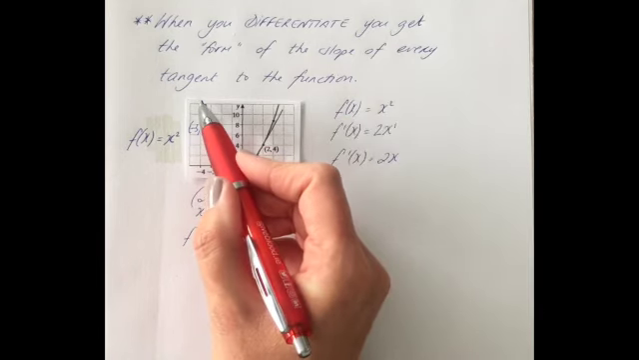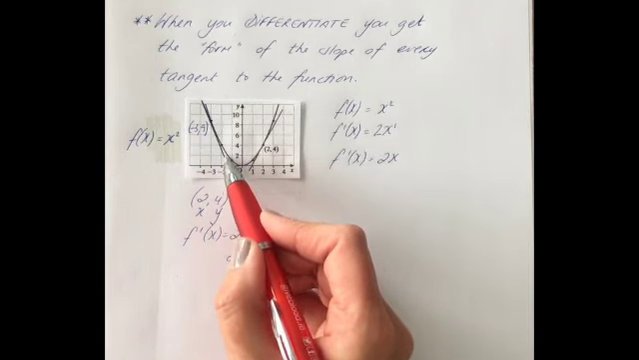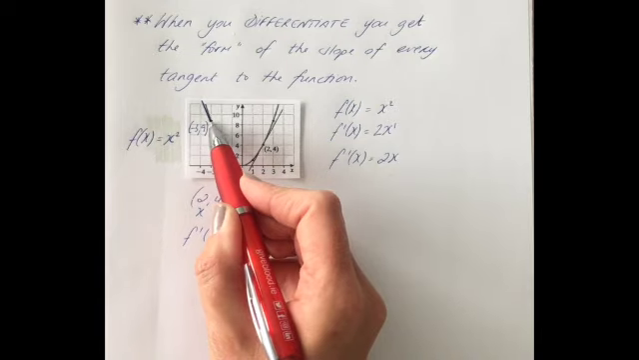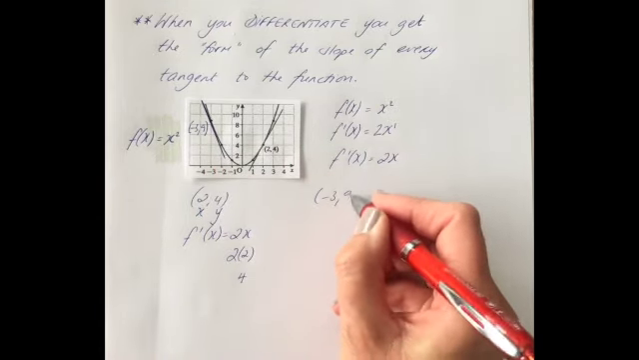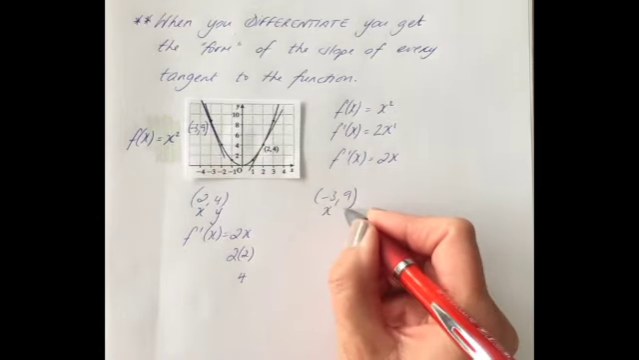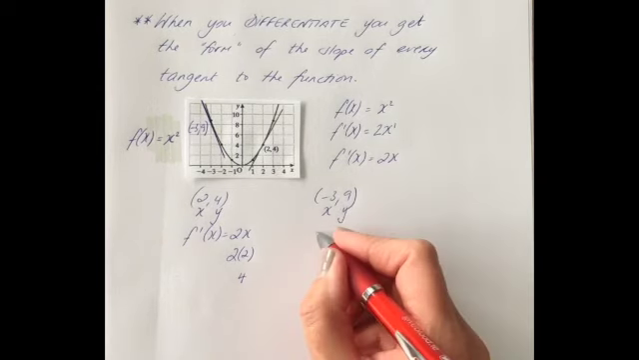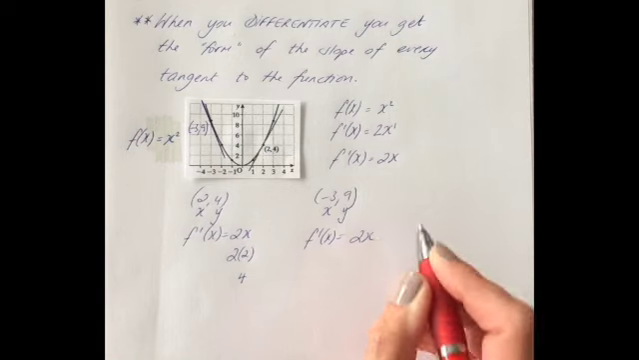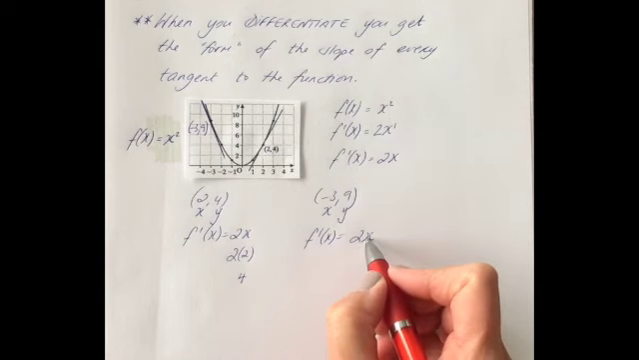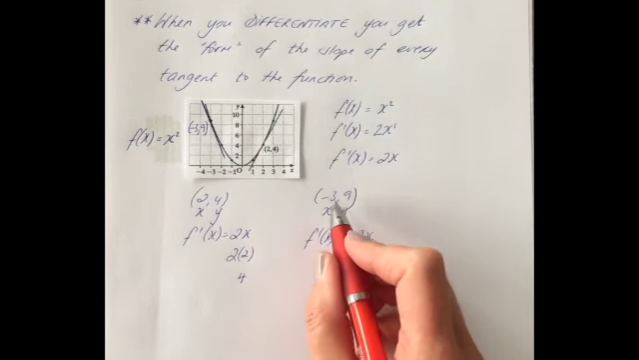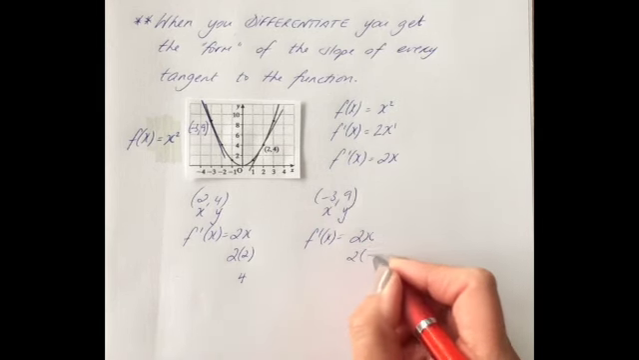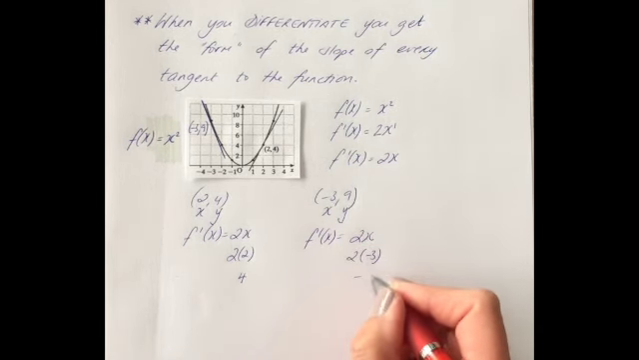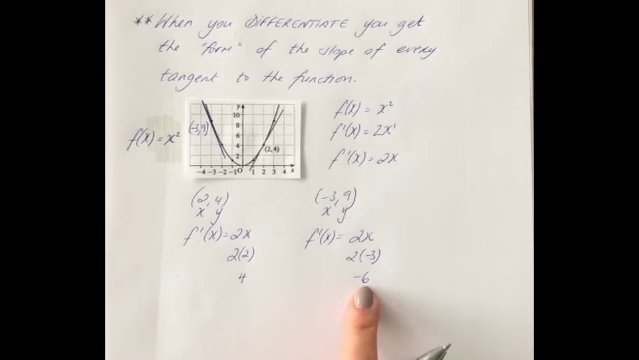So now to figure out the slope of this tangent at the point (-3, 9), where that's the x-coordinate, that's the y-coordinate. Again, I've differentiated, so I know the form of the slope, but in order to get the actual value of the slope at that point, I'm going to sub in the -3. And 2 times -3 is -6. And that makes more sense.